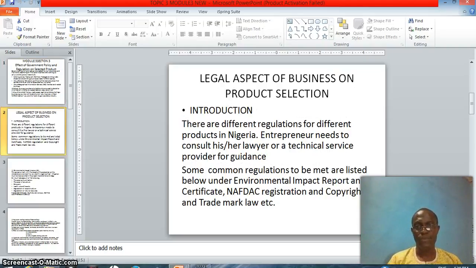Legal aspect of business on product selection. Introduction. There are different regulations for different products in Nigeria. Entrepreneurs need to consult either a lawyer or a technical service provider for guidance. Some common regulations to be met are listed below: Environmental Impact Reports and Certificates, NAFDAC registration, and copyright and trademark law, etc.